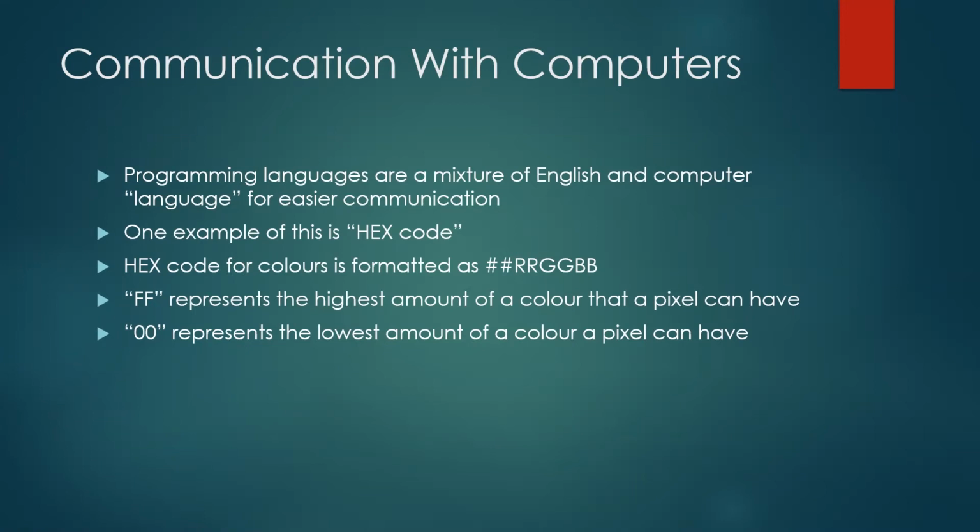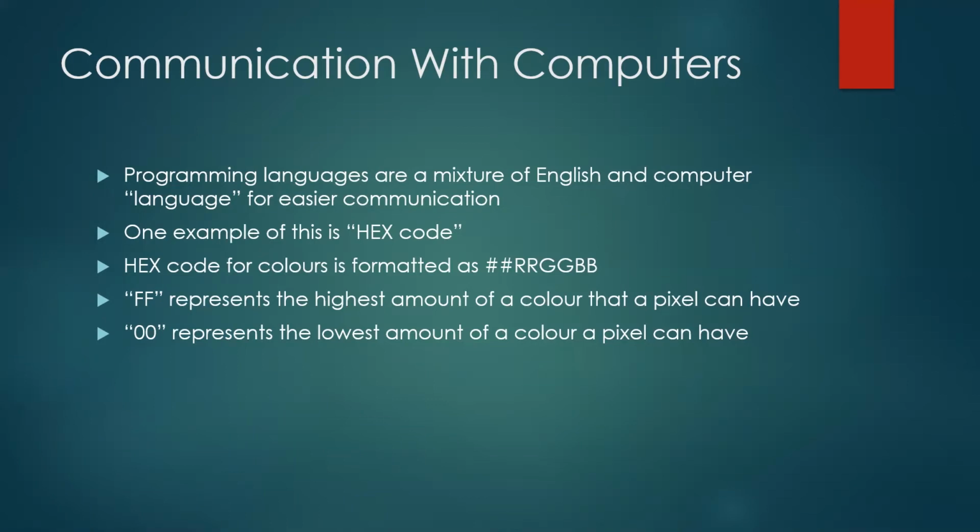Hex code takes the data from binary code and formats it in a different way so that it is easier for humans to understand. There's also hex code for colors, and it is formatted as #, RR, GG, BB. The R's, G's, and B's represent the amount of red, green, and blue in a pixel. The highest amount of one color that a pixel can have is represented by FF, and the lowest amount is represented by 00.